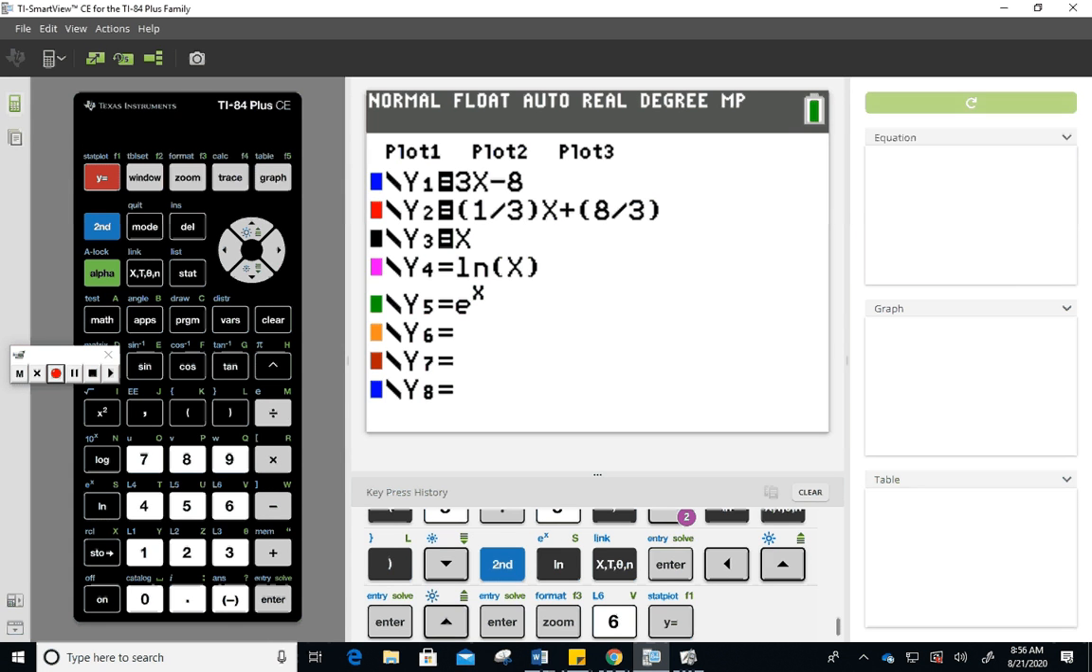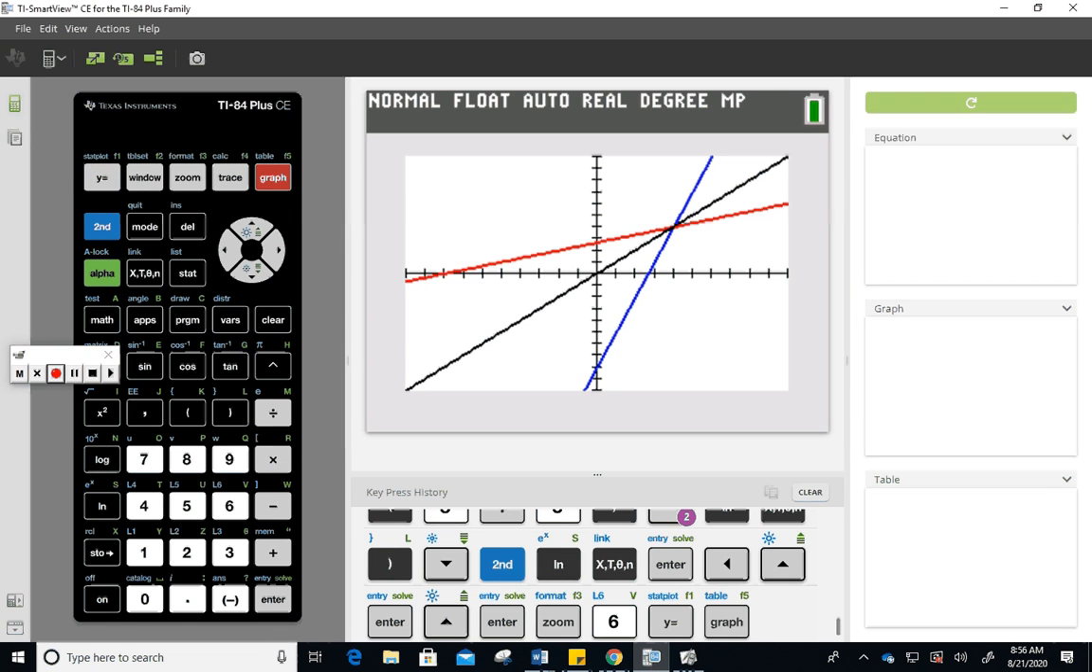And when I graph all these, I'm in zoom 6, I can see that symmetry. I need to kind of tilt my head to the right, look up the black line, and I can see that the red and blue lines are truly symmetric to each other.